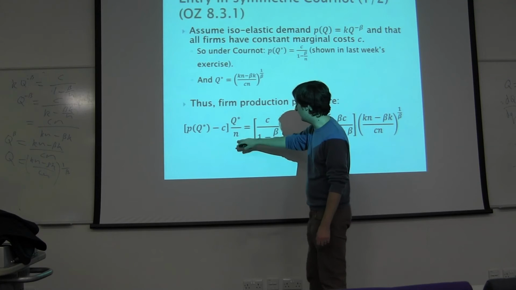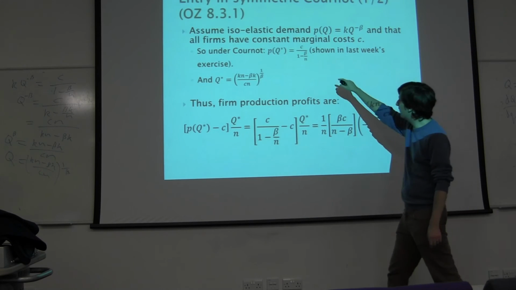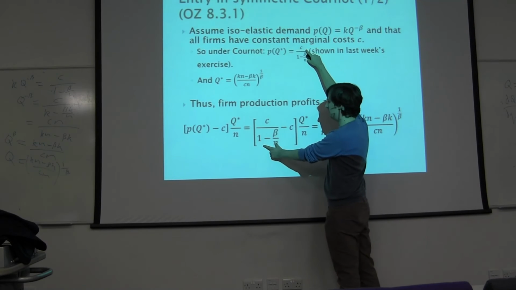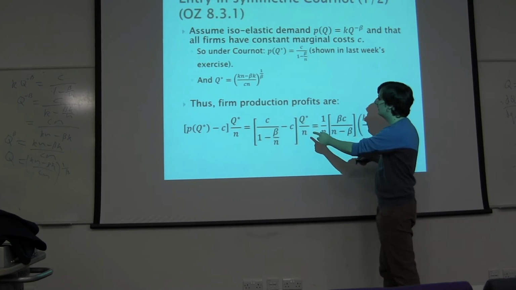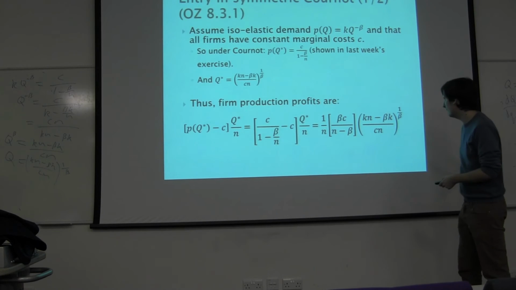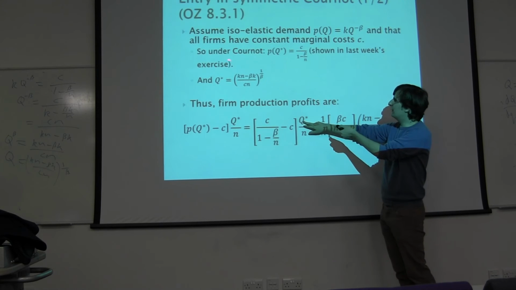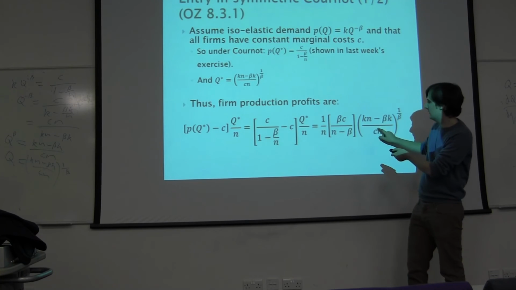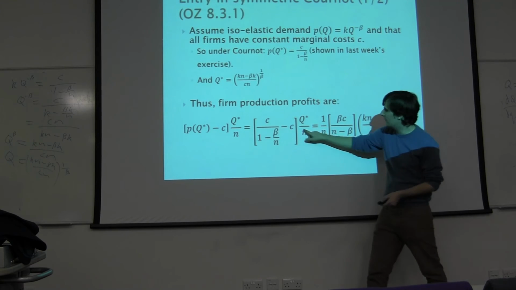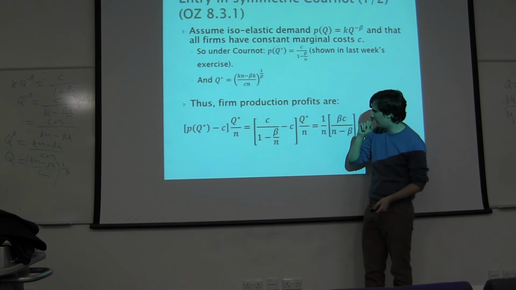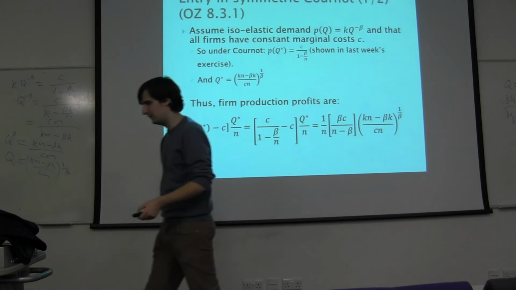Okay, so price minus cost times individual quantity. Well, substitute in for price. So here's price, C over 1 minus beta over N, minus C, times Q over N. So what have I done? I've substituted in for Q now. Q is this thing, so that's over here. The divided by N I put in the front, 1 over N. And then I just rearranged this term in square brackets. Let's just do that.